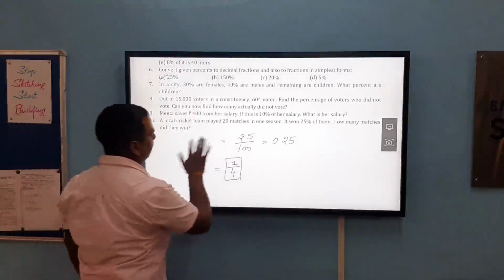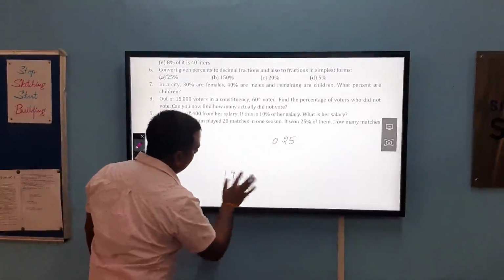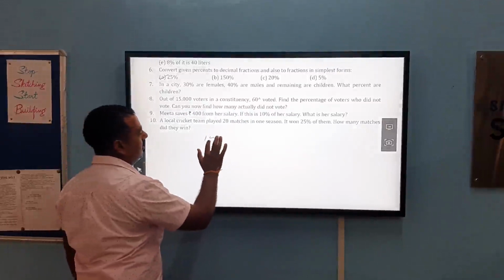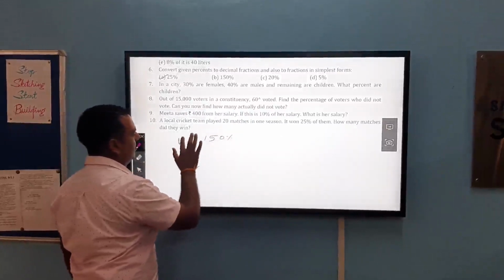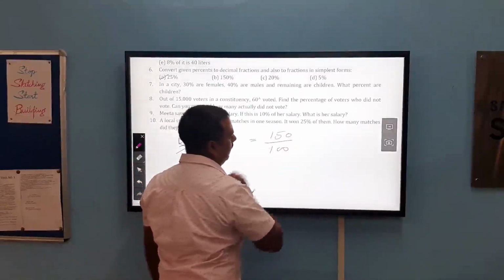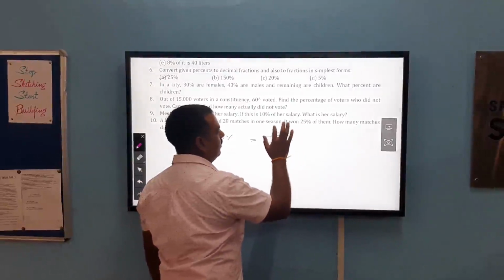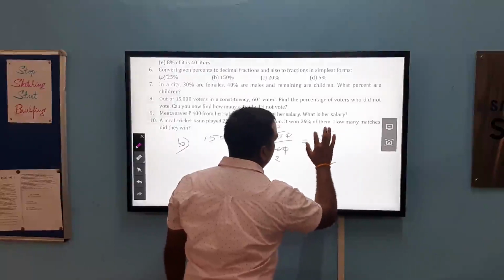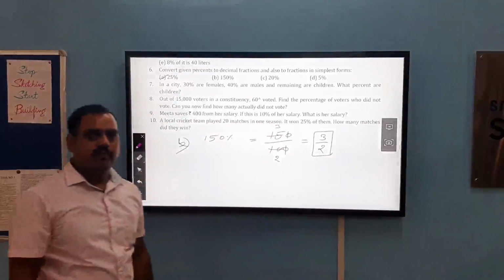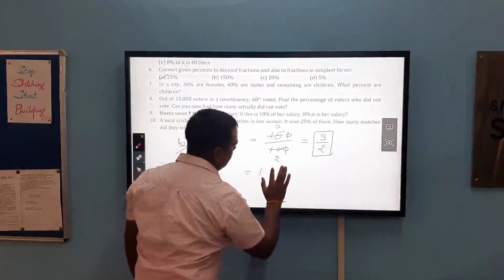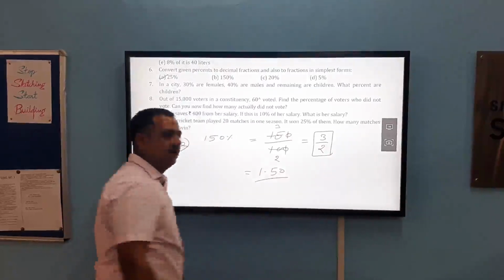Let us take another one, that is 150%. If you want to convert 150%, simply we write 150 upon 100. After simplification, it becomes 3 upon 2, the simplest form of the fraction. And if you want to convert it into the decimal form, then it is 1.50. Okay. Now let us take the next question.